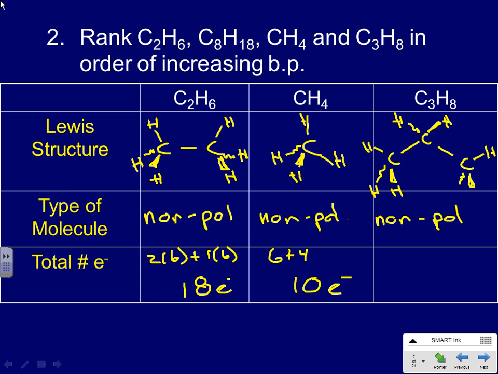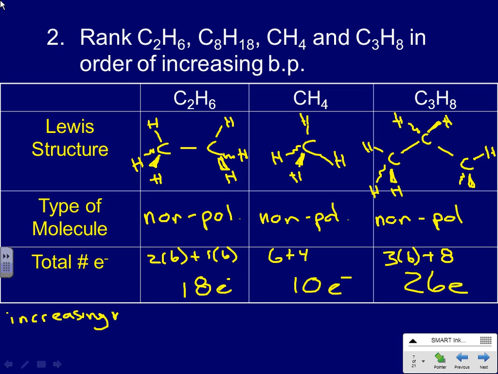6 coming from the carbon and 4 coming from the hydrogen. And this is going to be 3 times 6 plus 8. And what's that, 18, 20, 26? 26 electrons.